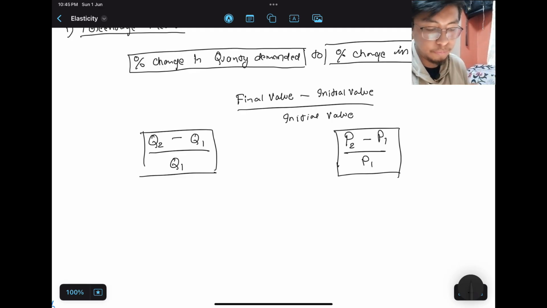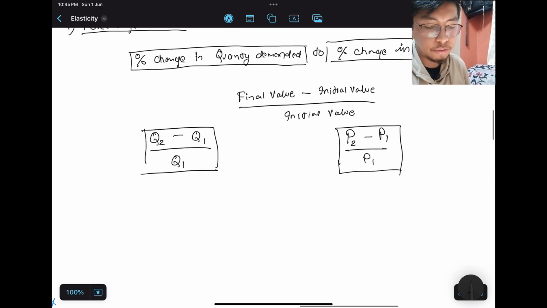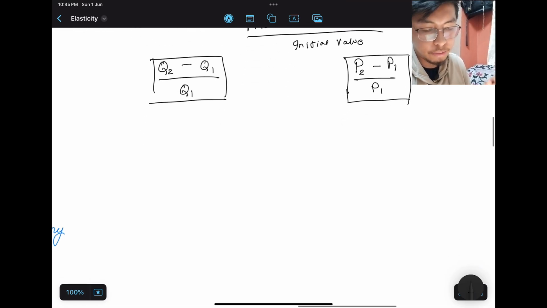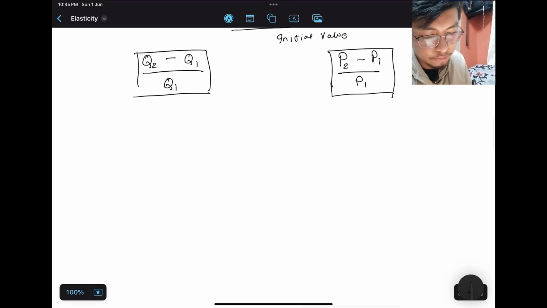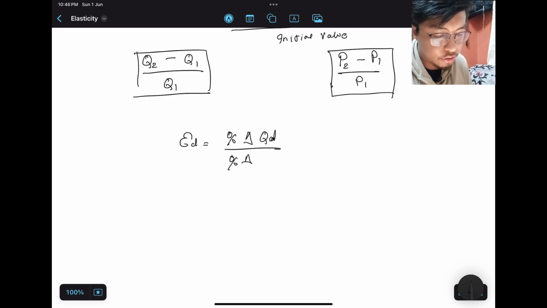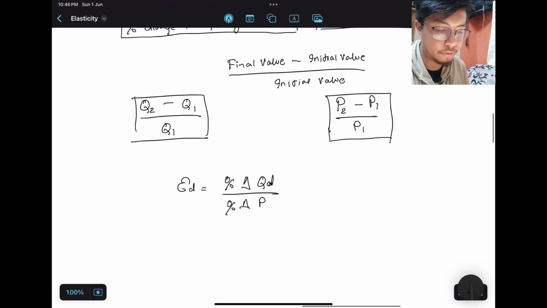So if you solve this, what you get is percentage change in quantity demanded to percentage change in price. So if you have to use the percentage method, the price elasticity of demand is your percentage change in quantity demanded to percentage change in your prices. So this is your percentage method.